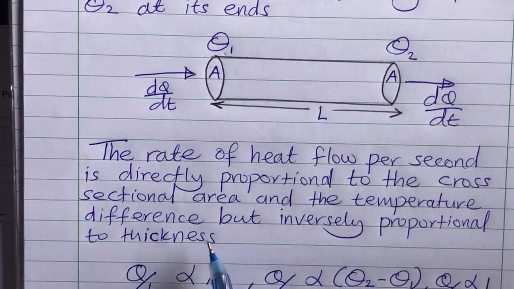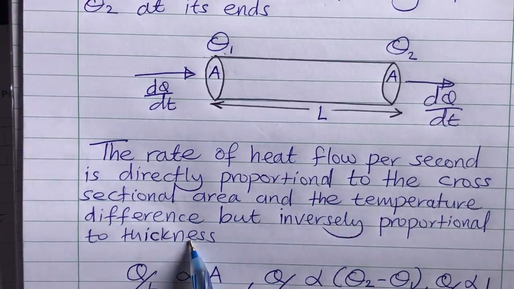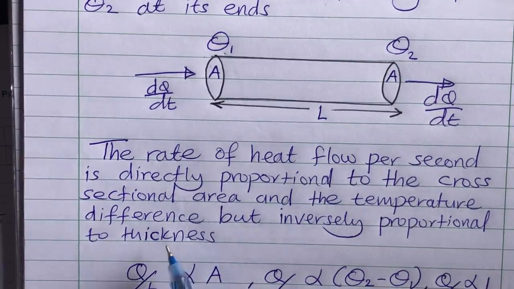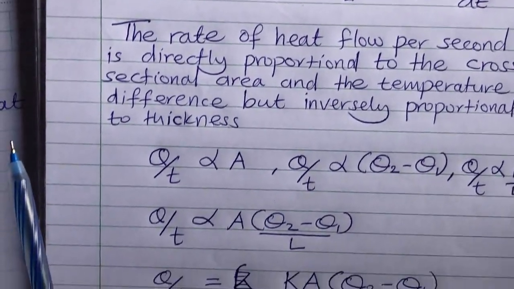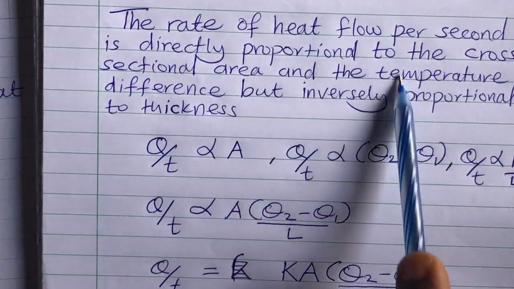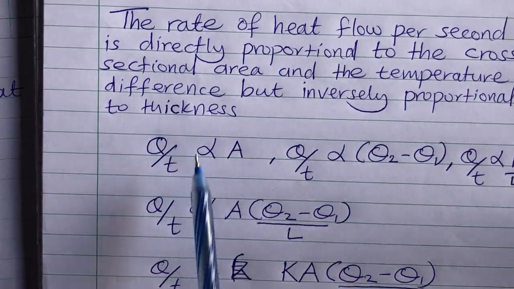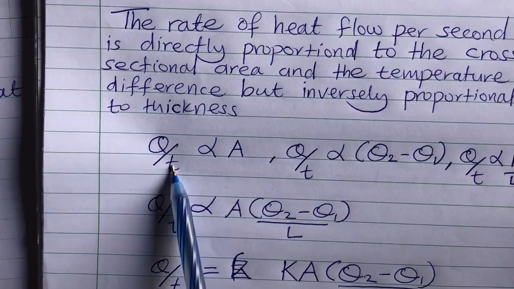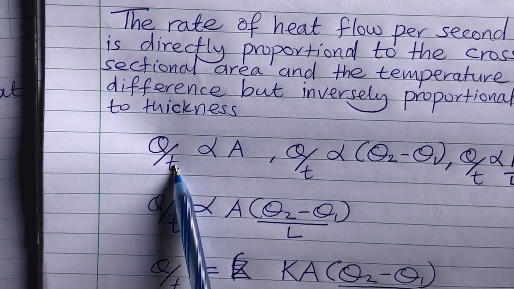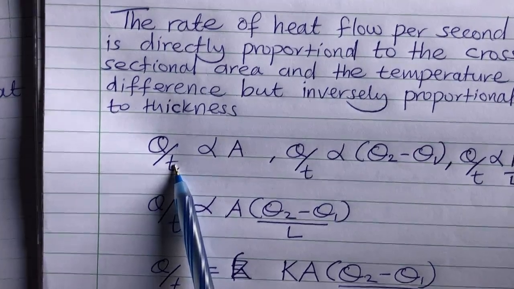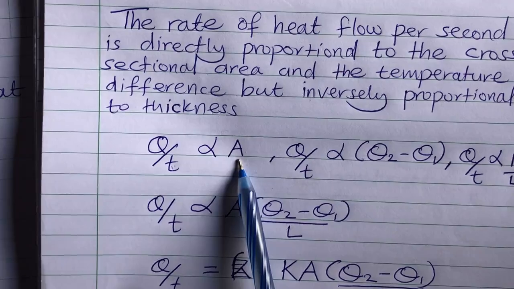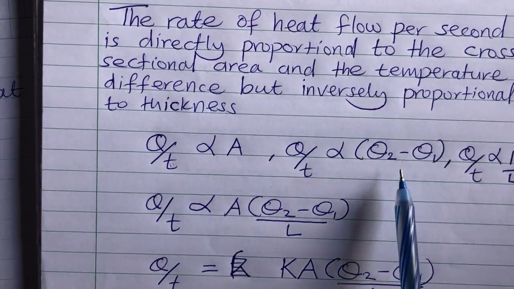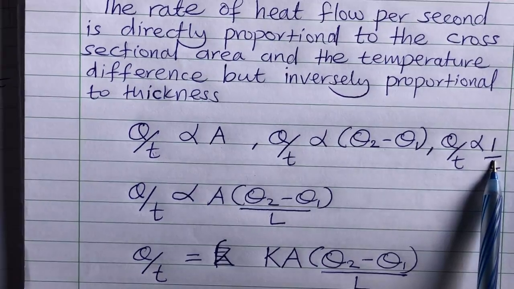However, the temperature difference and the thickness are always combined to get what we call temperature gradient, as we shall see. So, when we write this statement mathematically, we shall summarize it as Q over T. Q is the heat and T is time. So Q over T represents the rate of heat flow per second. It is directly proportional to the cross-sectional area, also directly proportional to the temperature difference, but inversely proportional to the thickness L.